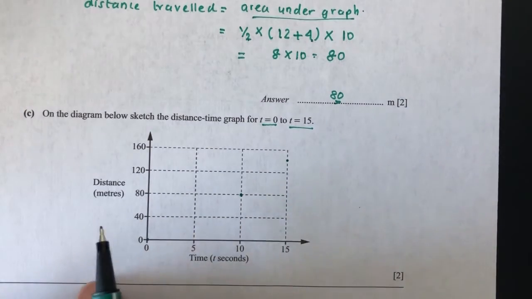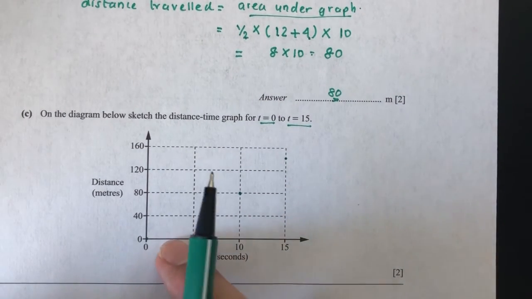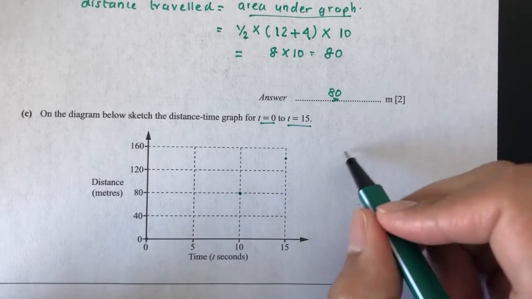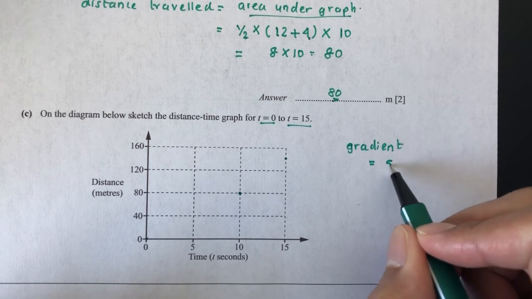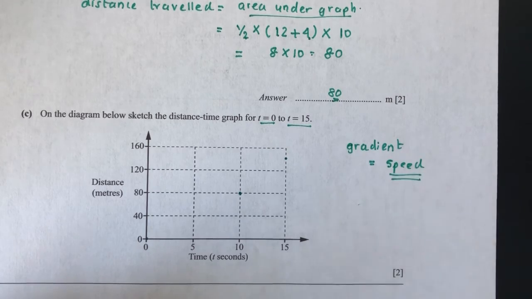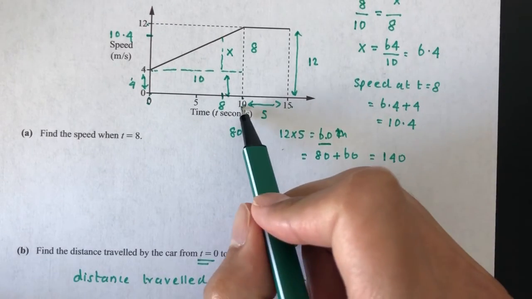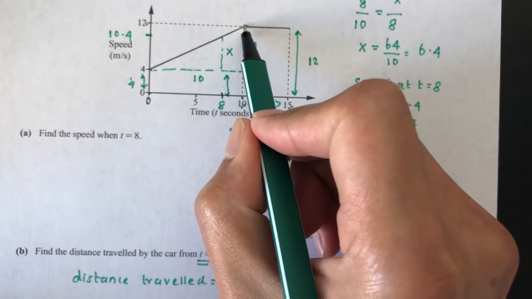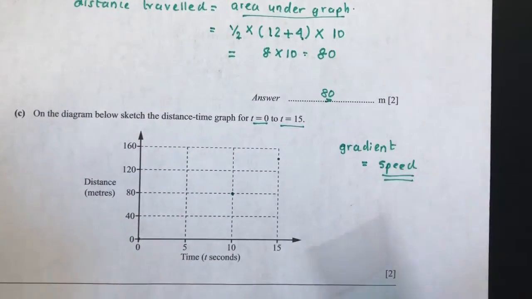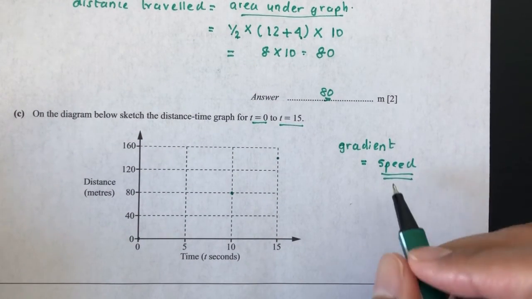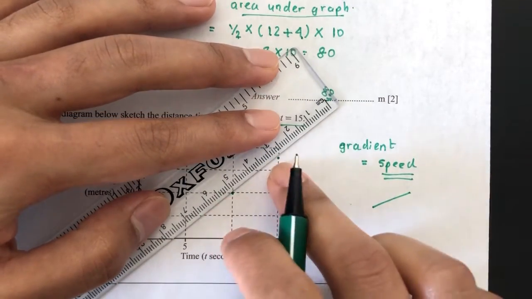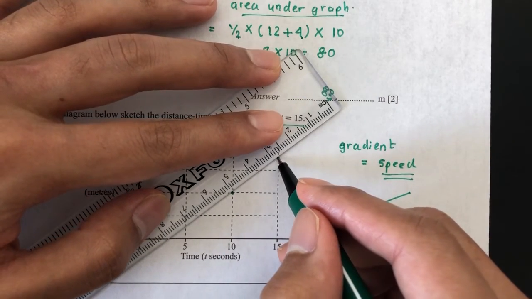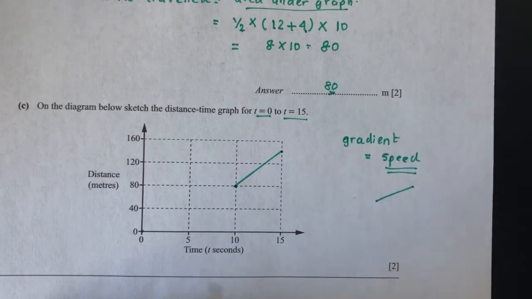So now, before we draw the line, we have to know the gradient of this graph. So the gradient of the graph is actually the speed, right? So as you can see, from time equal to 10 to time equal to 15, the speed is constant, which means that from time 10 to 15, the gradient is constant, which means it is a straight line. So from this distance to this distance, it will be a straight line joining those 2 points. But what about the line joining 0 to this point?